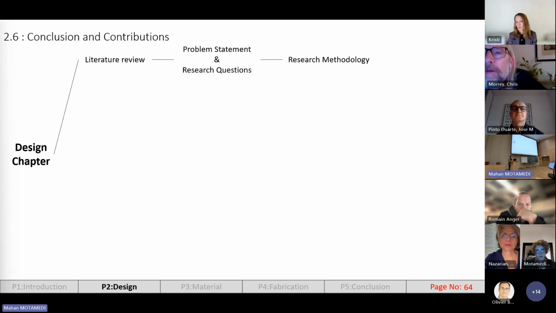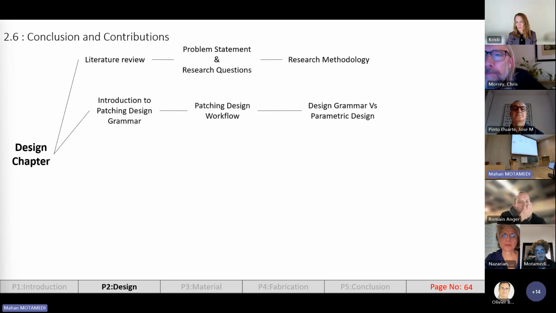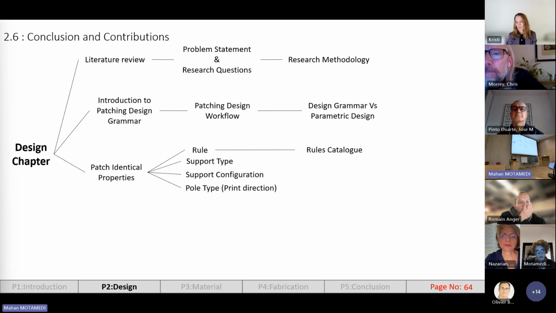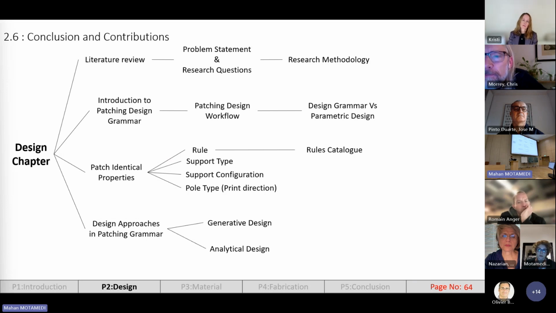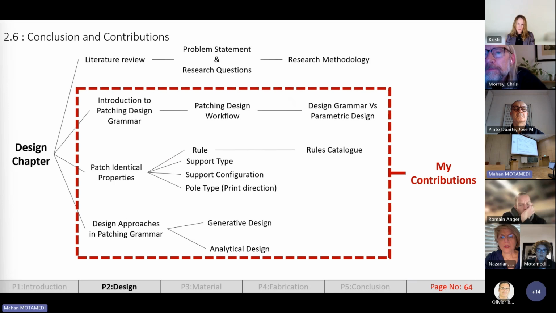So as a conclusion, first we introduced the literature review and problem statement, research question, and methodology. Then we introduced the patching design grammar. We introduced the identical properties of each patch, and 2 different design approaches using the patching design grammar. First is the generative design, and second is the analytical design. My contribution in this chapter is highlighted in this rectangle.